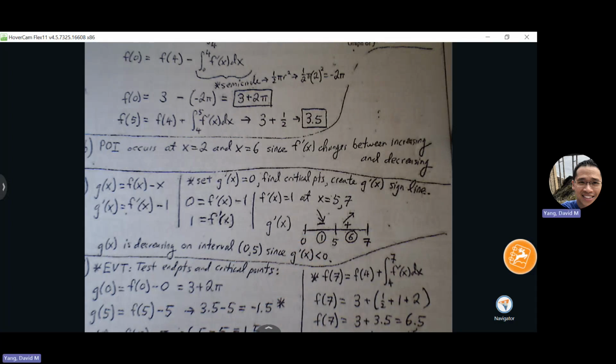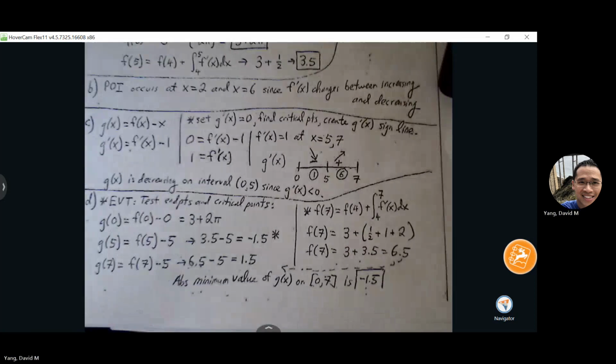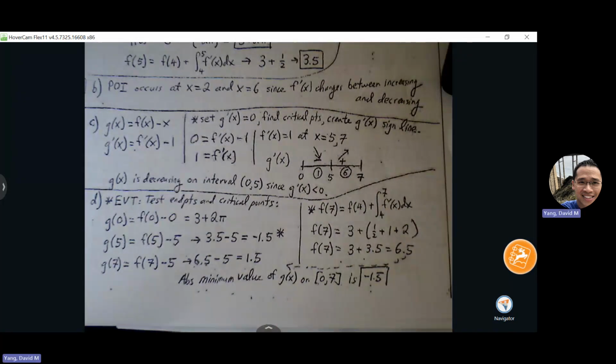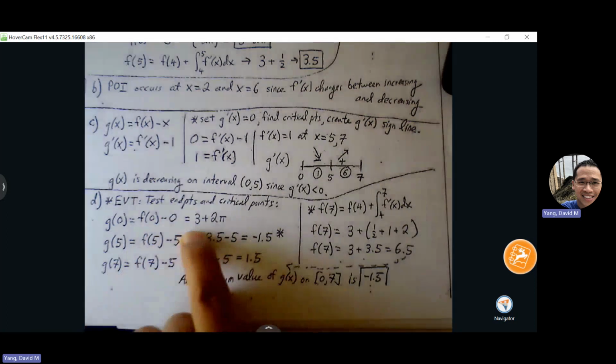And part D, absolute minimum, we know we're going to be doing EVT. So we set the test 0, 5, and 7. Using final equals initial plus displacement and compare the Y values. Highest Y value is our absolute max, lowest is our absolute min. And this is without a calculator here, number 3.